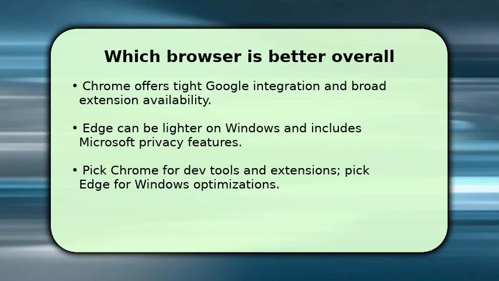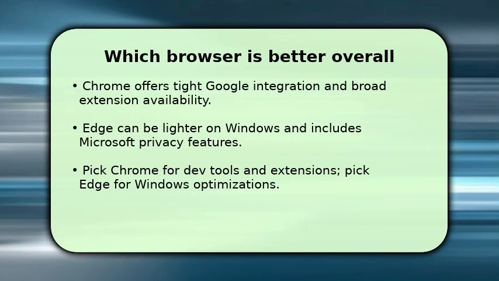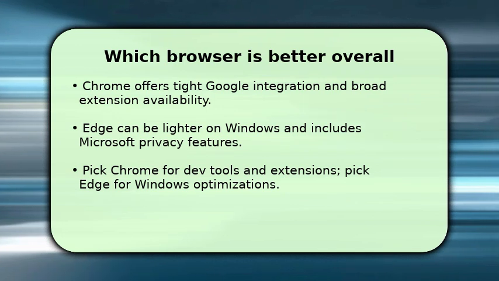For development, choose Chrome when you rely on specific Google integrations or extensions. Chrome provides broad extension availability and consistent DevTools behavior across platforms. Choose Edge if you prefer tighter Windows integration, potentially lower memory overhead, or built-in Microsoft privacy features.